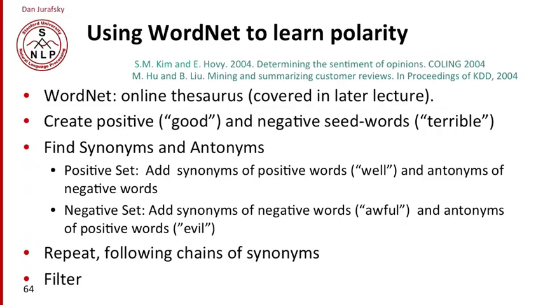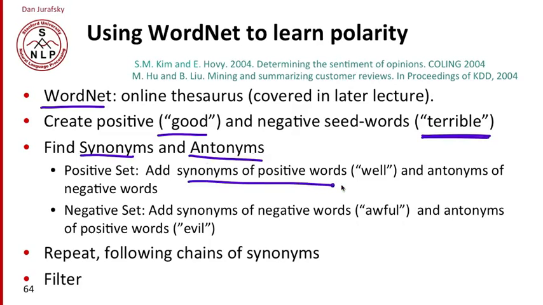Finally, I'll mention briefly a third algorithm for learning polarity, and this uses WordNet. Again, that's the online thesaurus that we'll talk about in detail later. And the intuition of using these online thesauruses is similar to what we've seen in the first two semi-supervised algorithms. We'll start with a positive seed set and a negative seed set. So we might have words like good in the positive seed set and terrible in the negative seed set. And now we use the thesaurus just very simply to find synonyms and antonyms.